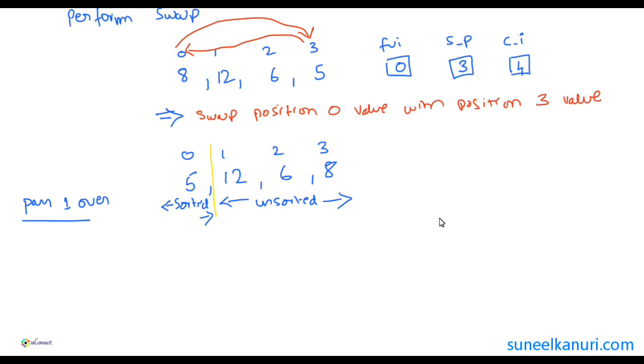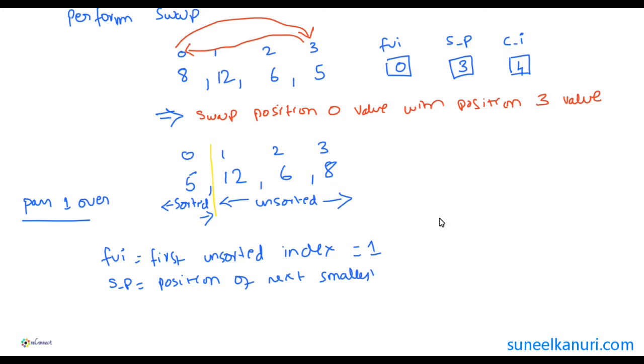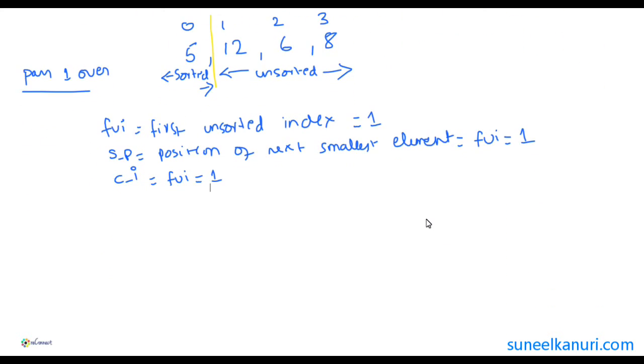Now as we repeat our steps, we're going to set our FUI, which is basically the first unsorted index, to position 1, and our S_P, which is the position of next smallest element, to wherever FUI is pointing to, which is basically 1, and our current index is going to be, as always, wherever the FUI is pointing to, which is basically 1. So that's how we start our pass 2.